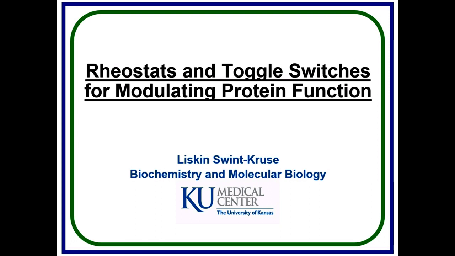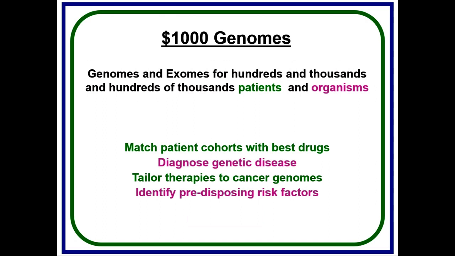I'd like to share a story with you about rheostats and toggle switches for modulating protein function. This is an interdisciplinary story with roots and motivation arising from developments in genetics. We're now in the era of $1,000 genomics, and we can cheaply sequence the genomes and exomes, that's the protein coding regions, for hundreds and thousands and hundreds of thousands of both patients and organisms.